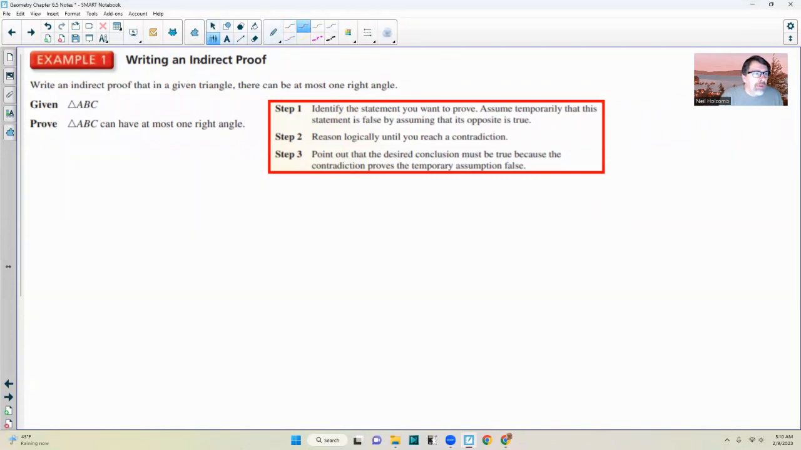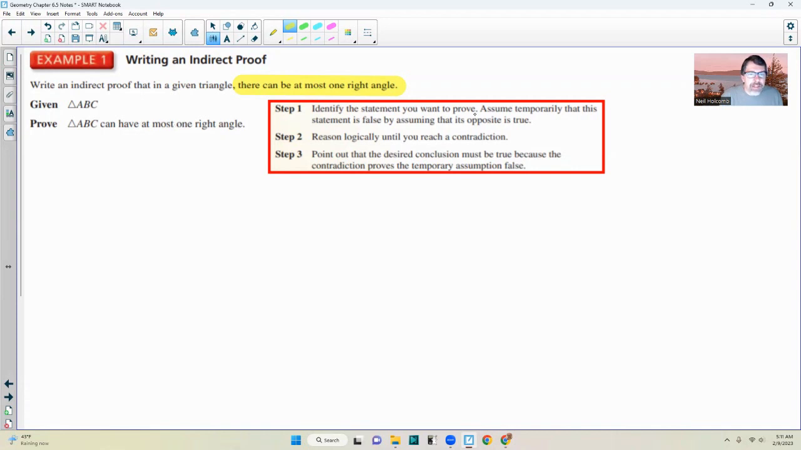Okay, so example one, we're going to write an indirect proof. It says write an indirect proof that in a given triangle there can be at most one right angle. So there's the statement we want to prove. So I brought the steps over because they're new. And step one says identify the statement you want to prove. And it says right here, in a given triangle, there can be at most one right angle. So we have a triangle ABC. We want to prove that triangle ABC can have at most one right angle.